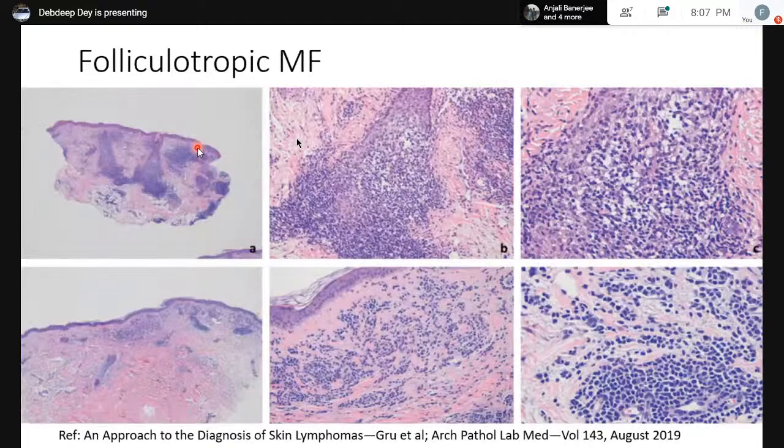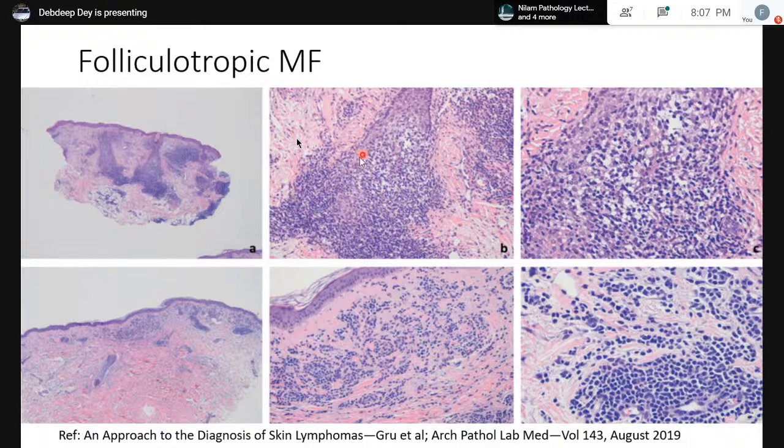Next we come to folliculotropic MF. I've picked this one because sometimes it is notoriously mistaken for folliculitis or follicular mucinosis. So it's important to know about this entity, more so because it has a very aggressive prognosis. You've got these two hair follicles showing a very dense lymphoid infiltrate, but there is no epidermotropism. The epidermis is completely spared.